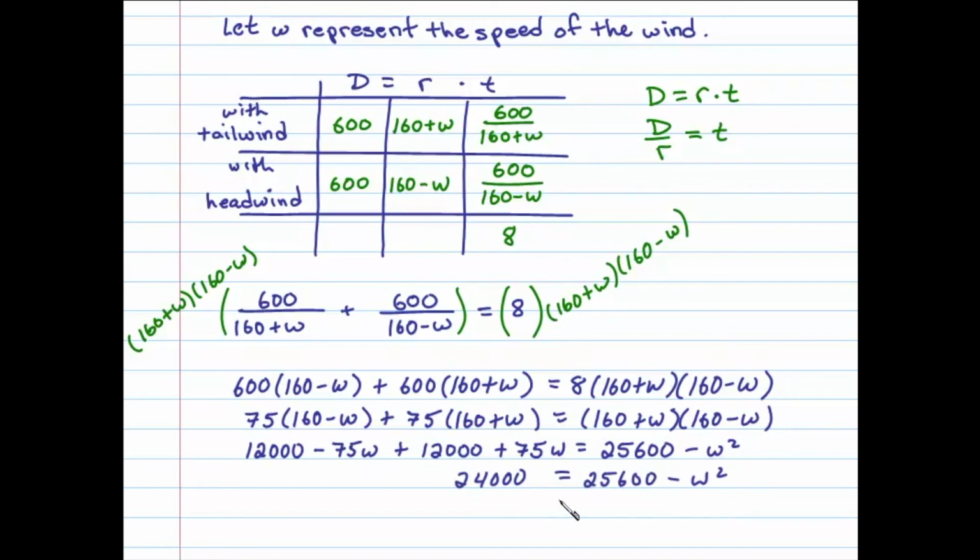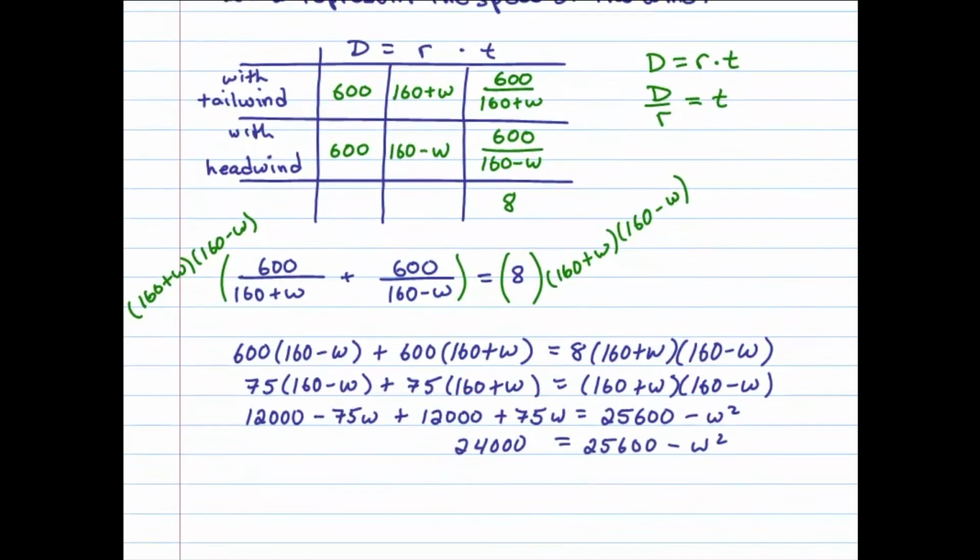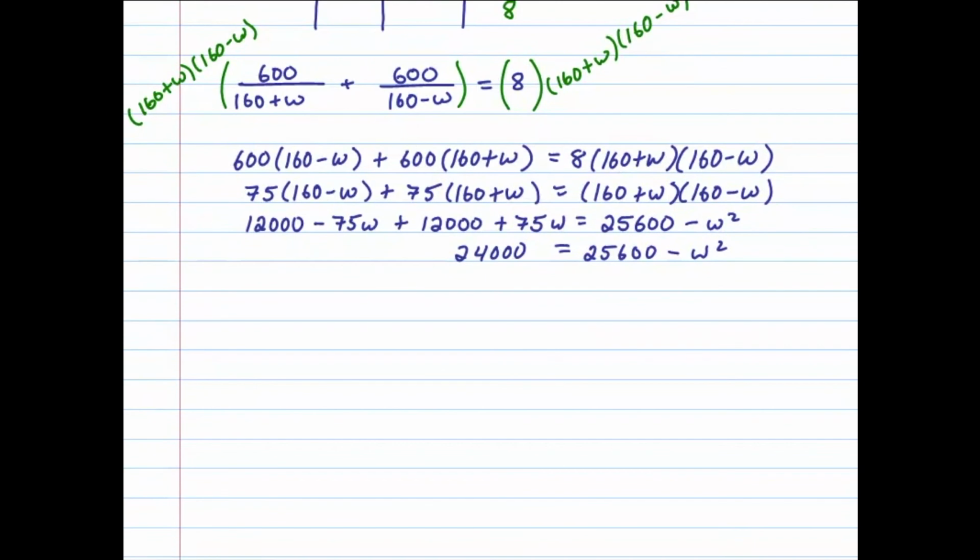Now at this point we can see that we can solve for W by extracting the square root. Let's subtract 25,600 on both sides, and then multiply both sides by -1. And we can see at this point we can take the square root of both sides or apply the square root property. In that case we'll get plus or minus 40 equals W.